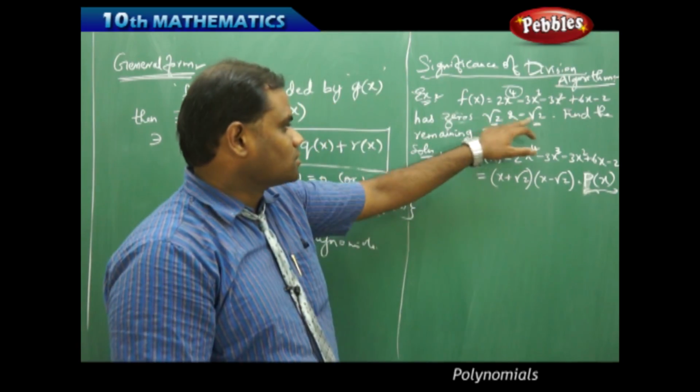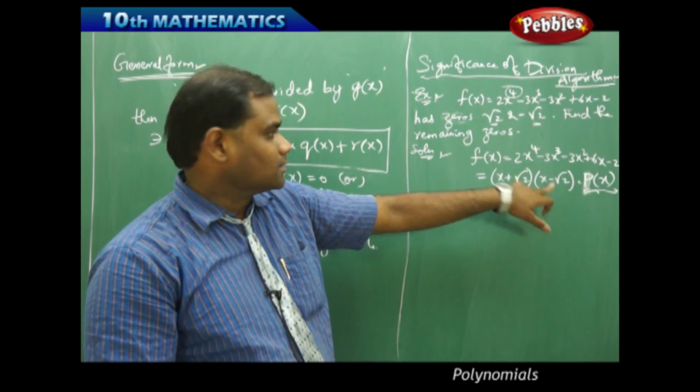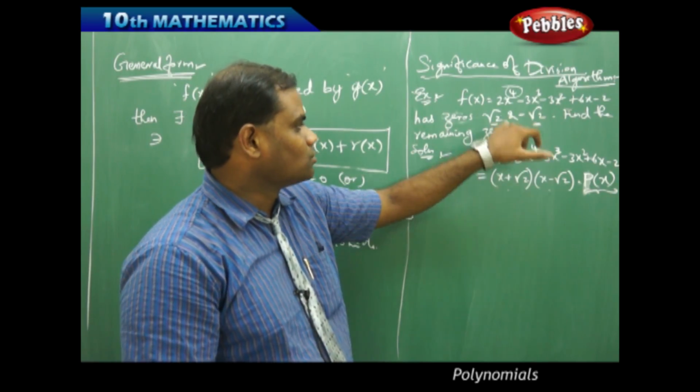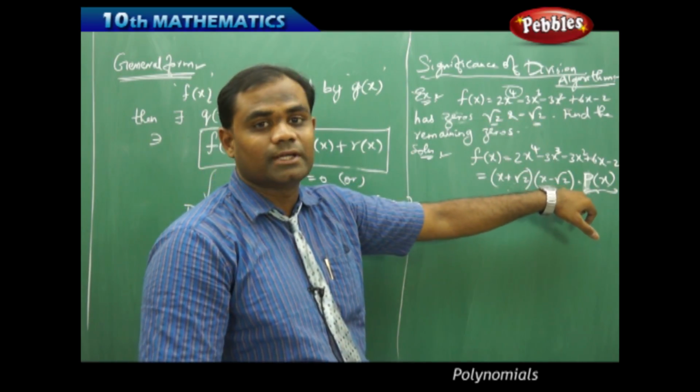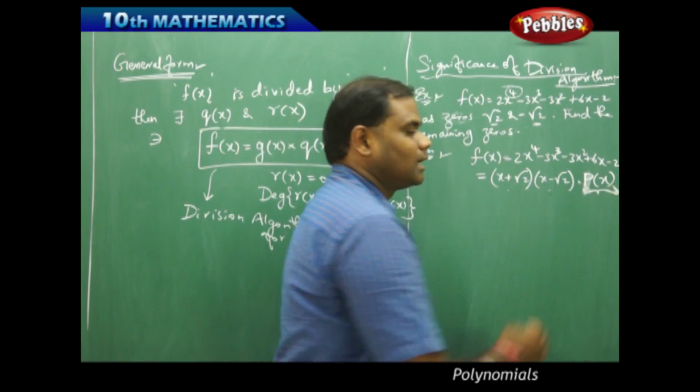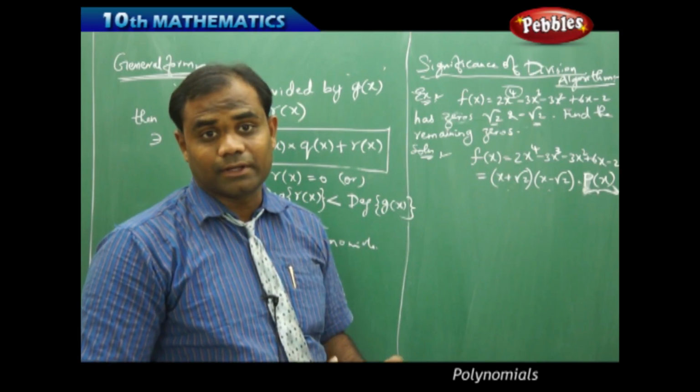Now, these two zeros have been identified as two linear factors, where one zero, minus root 2, comes in as x plus root 2, and the other zero, root 2, gives me the other factor x minus root 2. Times p(x), this function will give me the other two remaining zeros which I need to find.